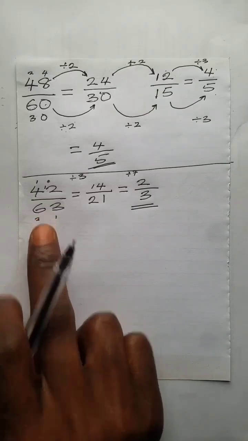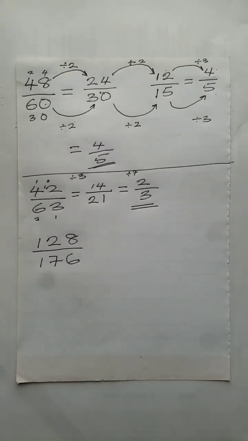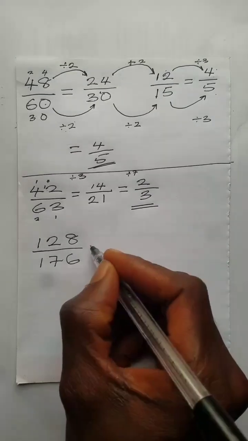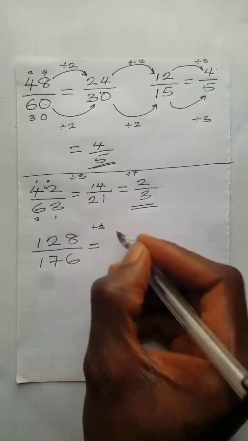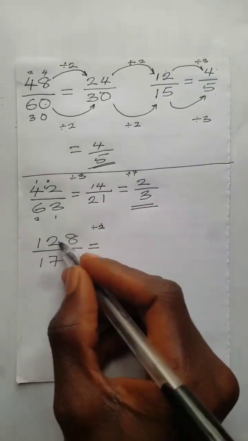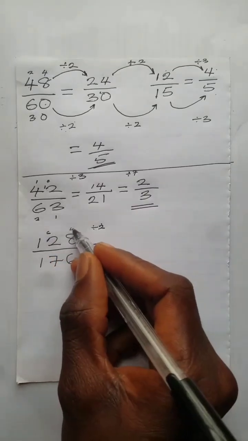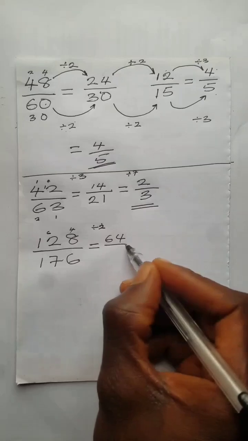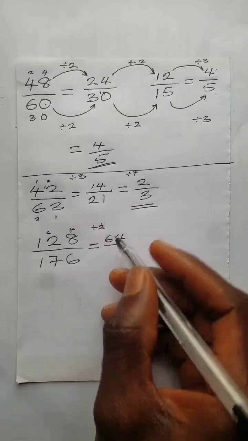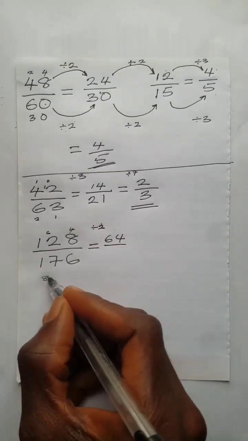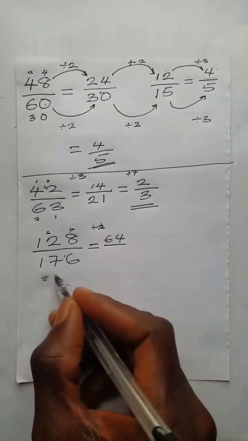Let's look at the next example. We have 128 over 176. What can divide? 2. I pick 2. 12 divided by 2 is 6. 8 divided by 2 is 4. I have 64. 1 divided by 2 cannot, so I take 17. 17 divided by 2 is 8. 1 remains. 16 divided by 2 is 8.